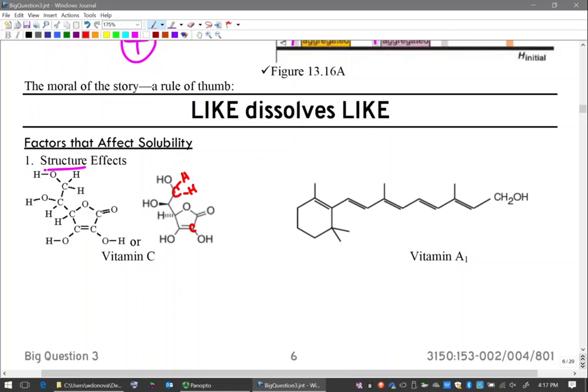as a structure. The other one here is vitamin A1. It's not in steak sauce. Okay, so somebody asks, is that in steak sauce?